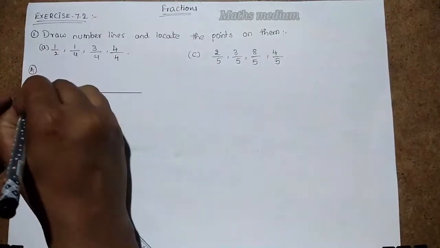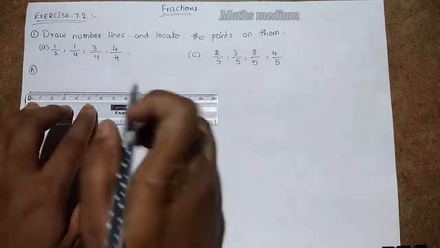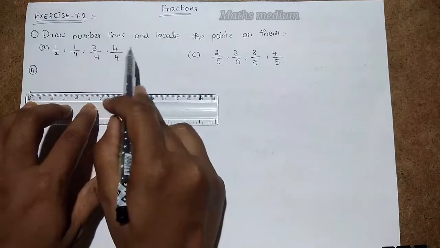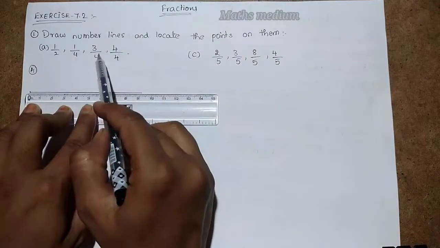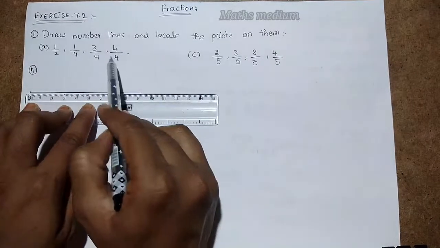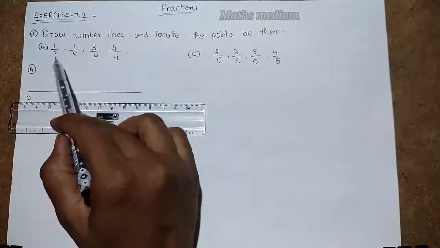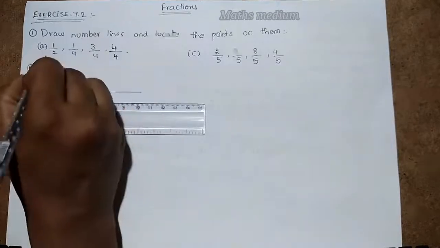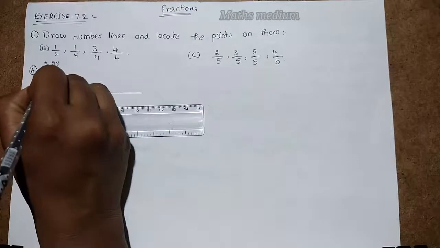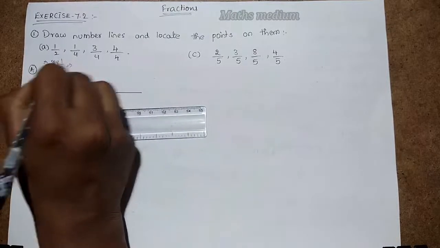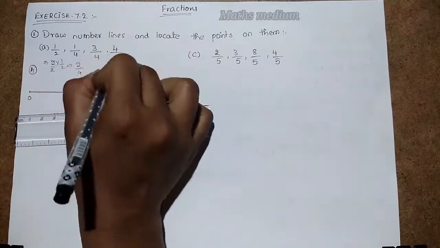So this is 0. Here no need to represent negative values. So here how we have to locate numbers first of all in a number line. See here, this is 1 by 2, 1 by 4, 3 by 4, 4 by 4. All denominators have 4 except here. This is 2, so we can convert it into an equivalent fraction. If you multiply with 2 by 2, we get 2 by 2, 2s are 4. Next similarly 1 by 4, 3 by 4, 4 by 4.